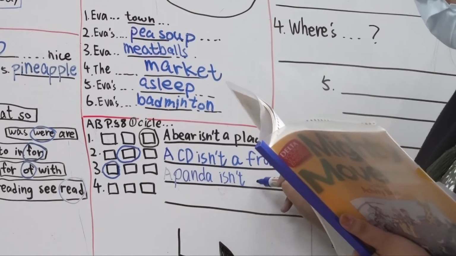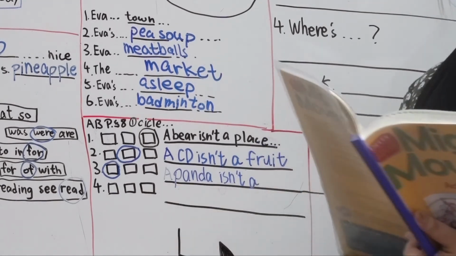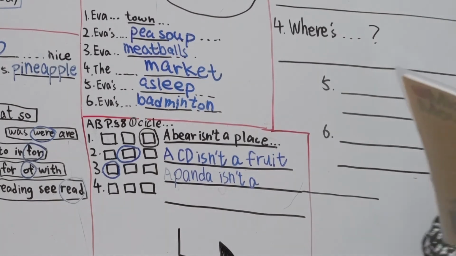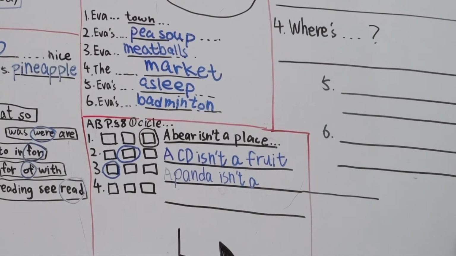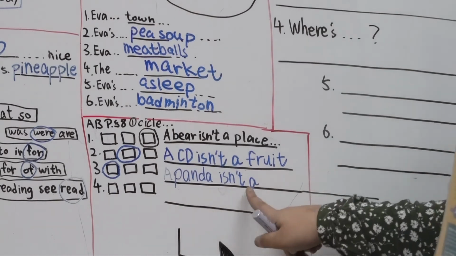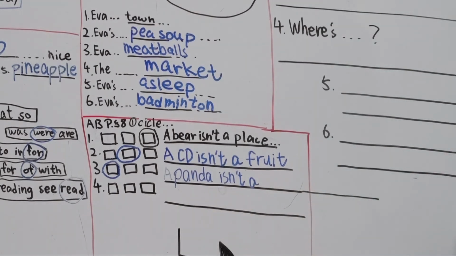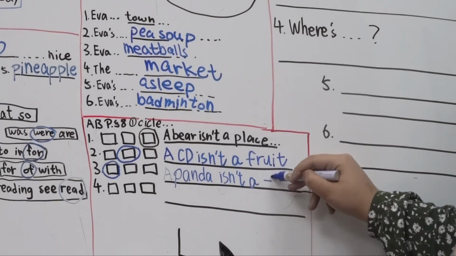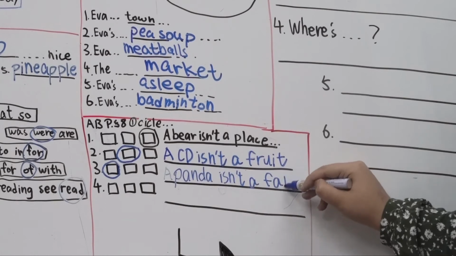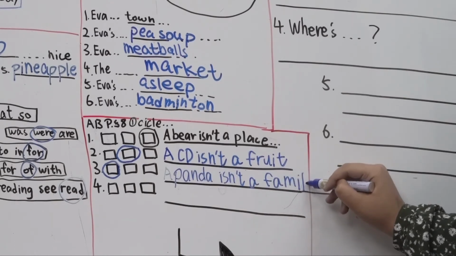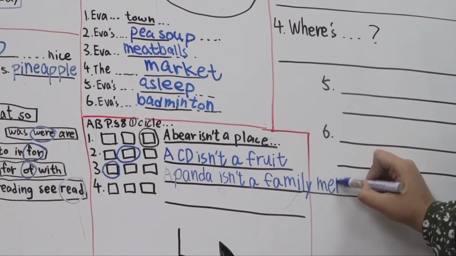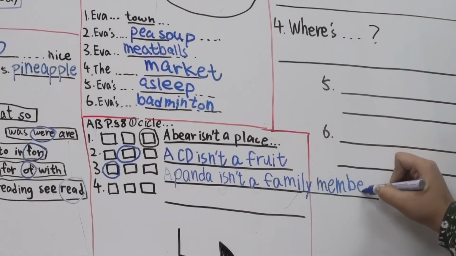So can you tell me who are parents and grandparents? They are part of family, right? So they are family members. So you may say a panda isn't a family member. So how to spell family? F-A-M-I-L-Y. Alright, and member is spelled as M-E-M-B-E-R.